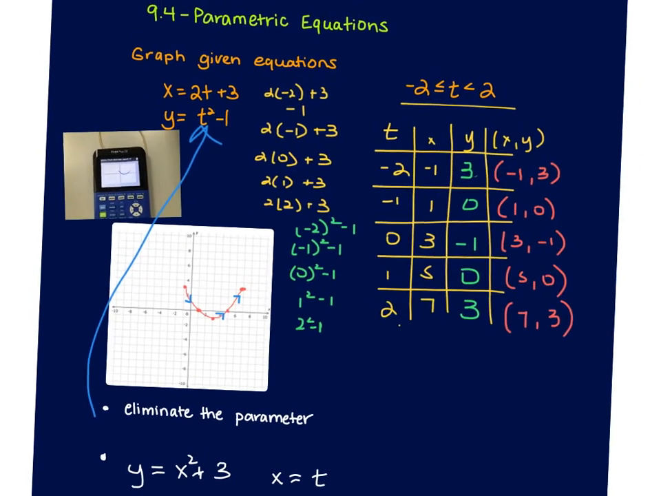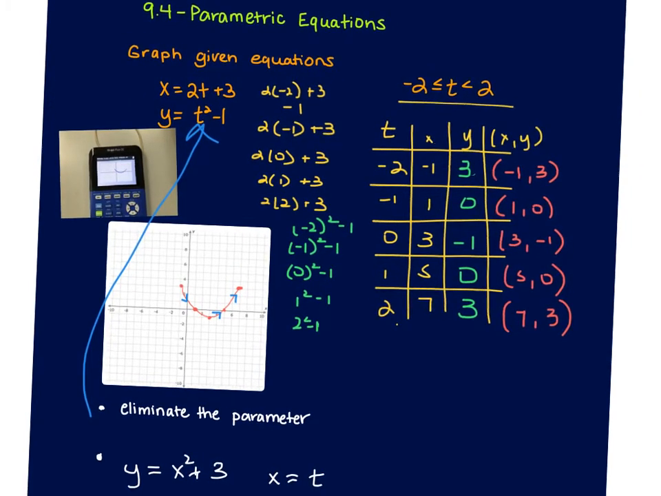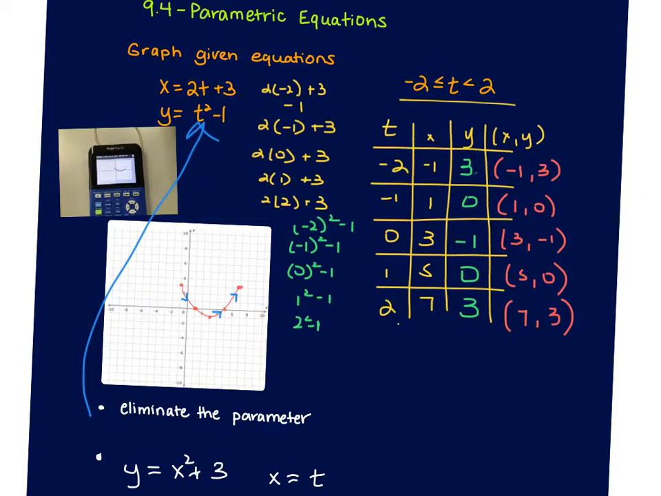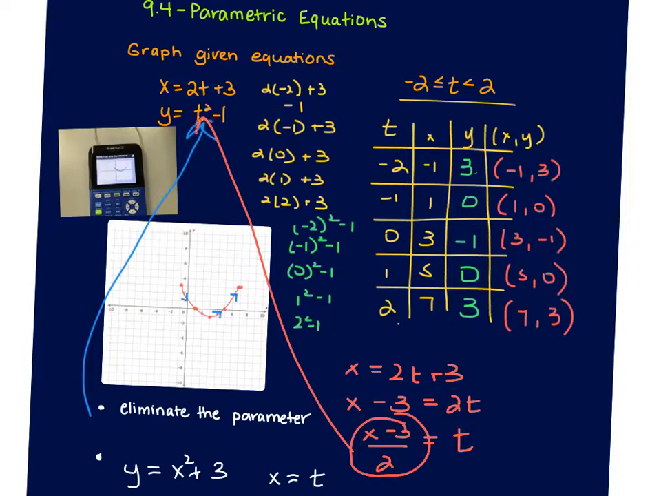So I would take one of those equations and solve it for t. In the first one, I'd have to subtract and then divide. In the bottom one, I'd have to square root it. So honestly, it's probably easier to do the first one. So if x equals 2t plus 3, and I want to solve that for t, I'd get x minus 3 equals 2t, and t equals (x minus 3) all over 2. And then I would take that one and plug it into the other equation.